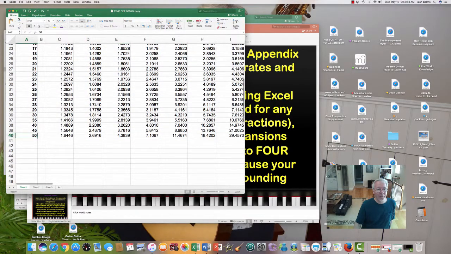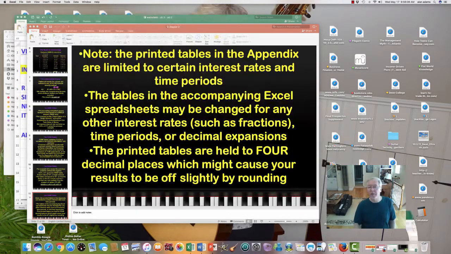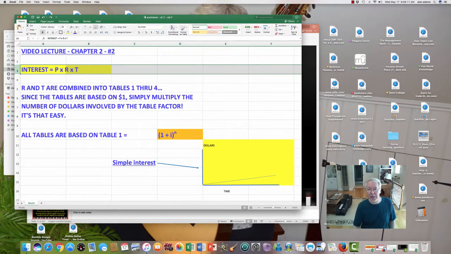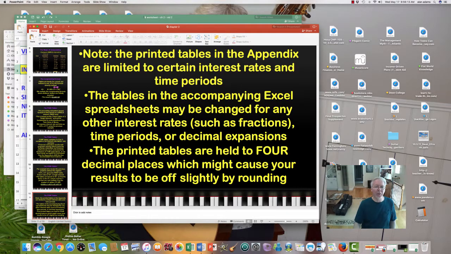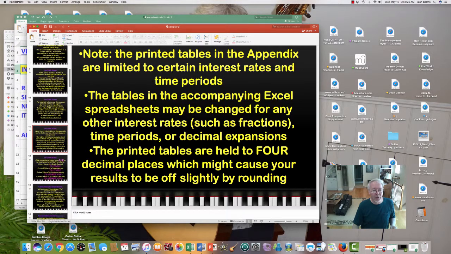I stopped at 50 years. What if you want to do 70 years? I can just change that to 70, and all my factors change. So that is why I advocate the use of my downloaded tables rather than the printed version in the back of the text. Those are handy, but they're not going to give you the flexibility that these downloaded Excel tables will. Please remember, 4 decimal places will suffice for our purposes here in our class.